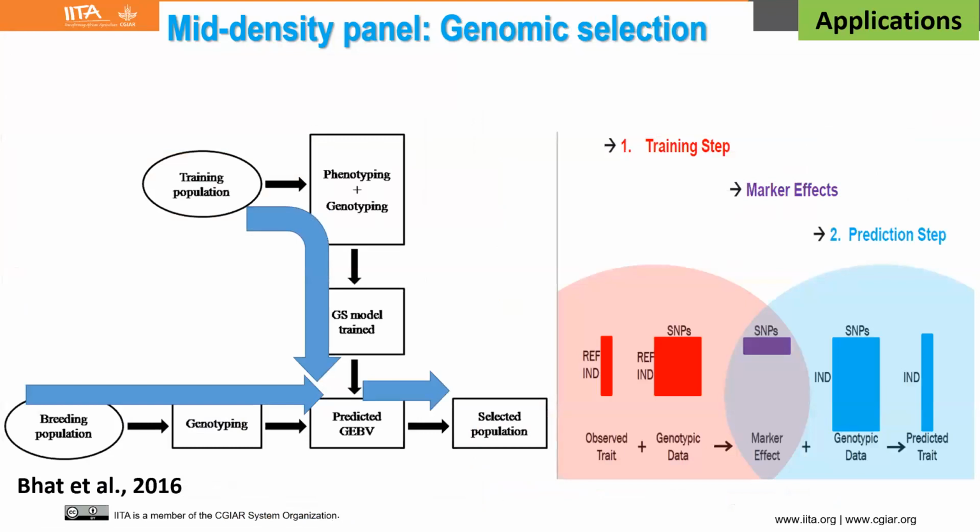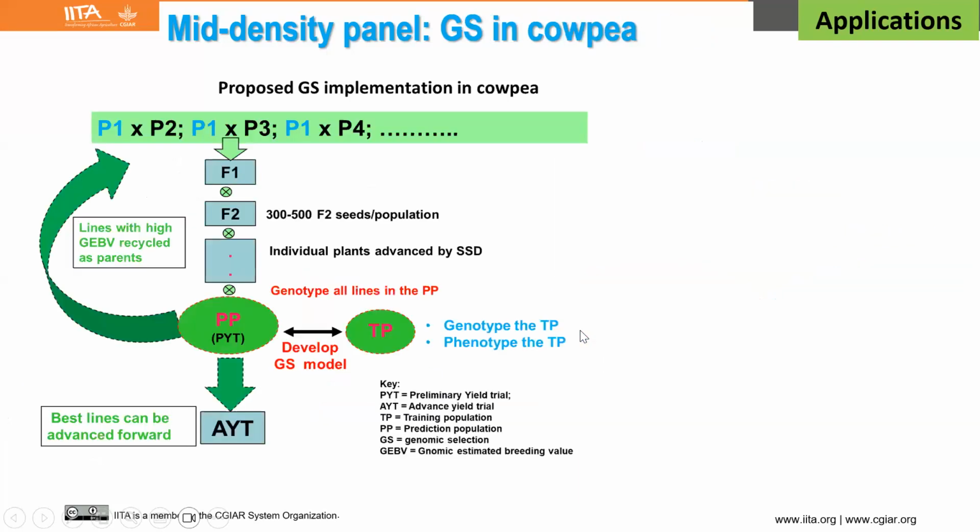And finally, we are beginning to initiate the genomic selection process for cowpea. As all of us know, for genomic selection, you need a prediction set that has both genotype and phenotype data, and that helps to generate the marker effects that are later used to predict the selection population. So for cowpea, this is what we are proposing.